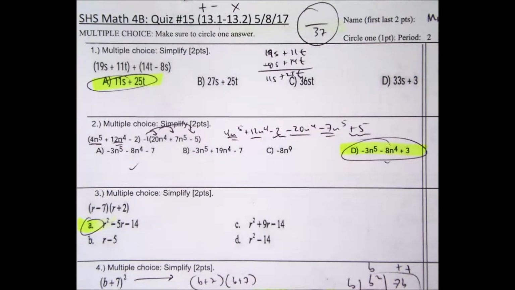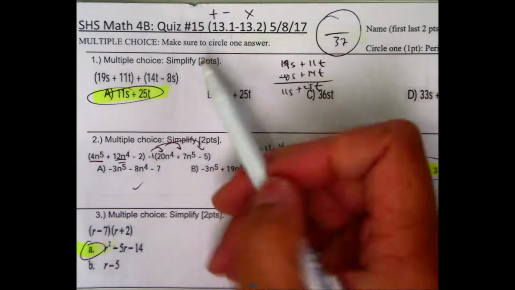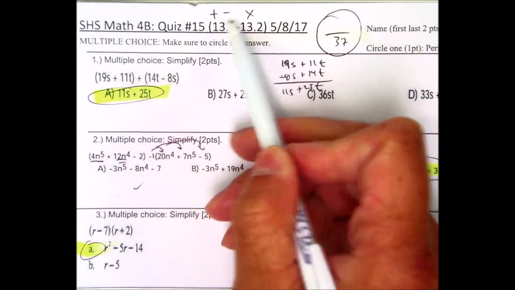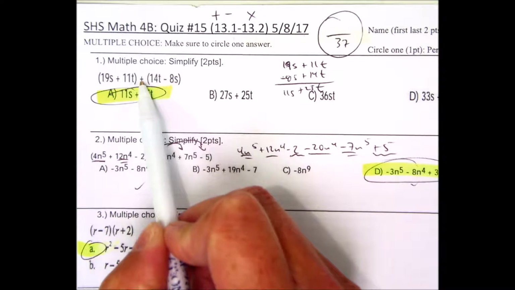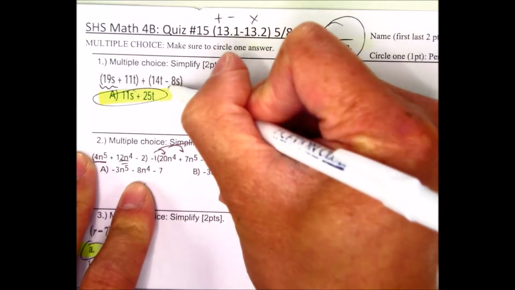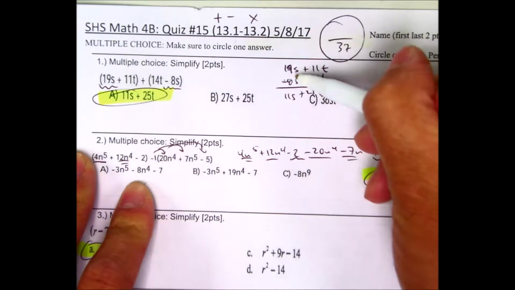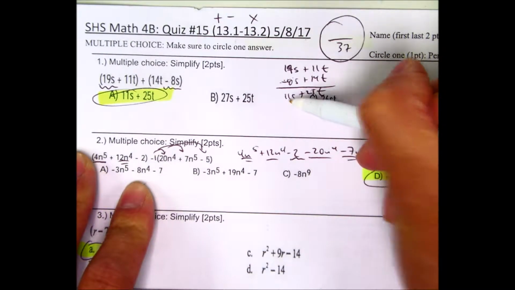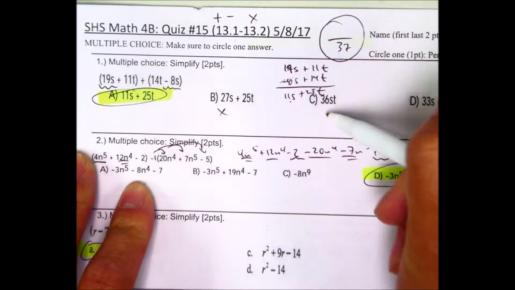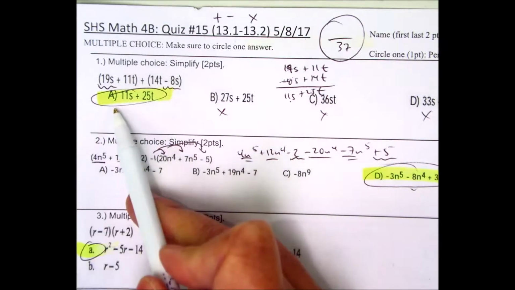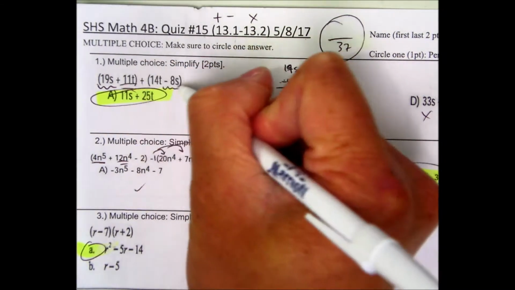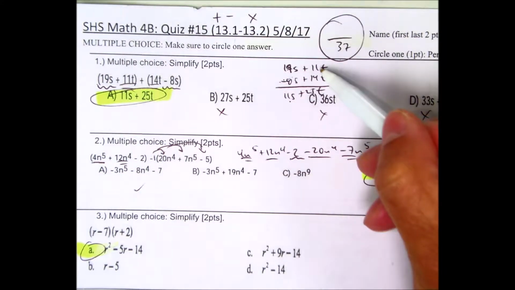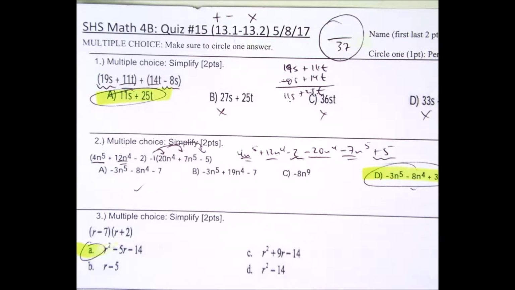Question number 1 says simplify. So anytime it has the word simplify, I have to think about which of these math operations. Inside the parentheses, I have addition. Then I can just line up the like terms. I have a 19s and a negative 8s. 19 minus 8 gives you 11s. This one doesn't have an 11s. This one doesn't either. That one doesn't either. Therefore, A is your correct answer. You also recognize that the t's, 11t and a 14t, you line them up, and you'll get 25t is your answer.